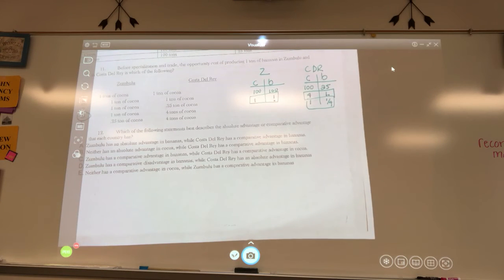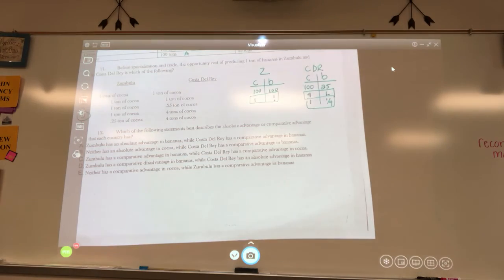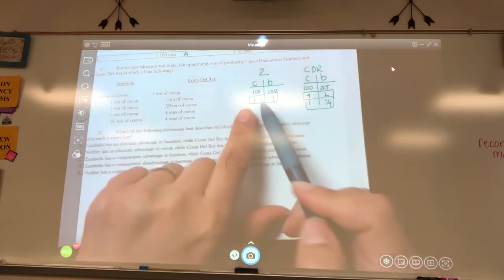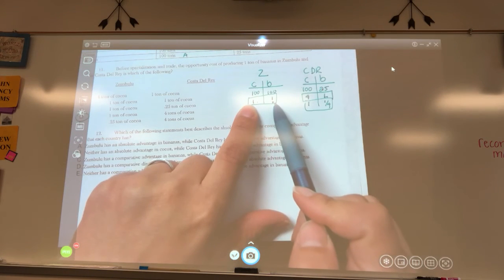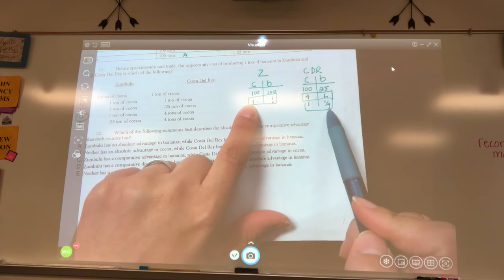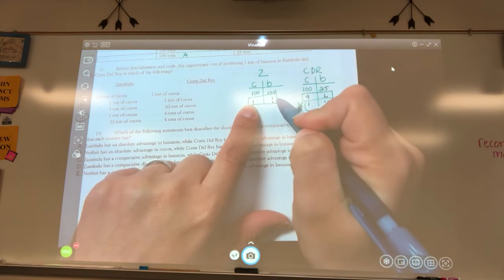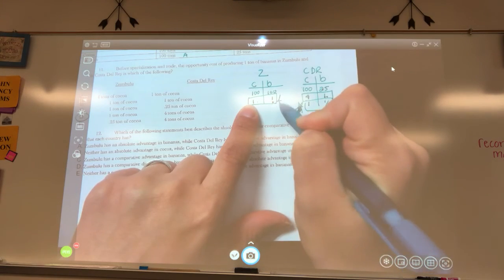12. Which of the following statements best describes the absolute advantage or comparative advantage? Let's go. Who has the absolute advantage in cocoa? They both do, right? Who has the absolute advantage in bananas? I'm just going to put A there. Now let's look at comparative advantage. When Zimbulu is doing cocoa, they give up 1 banana, right? And when Coastal Del Rey is doing 1 cocoa, they give up 1/4 of a banana. So who gives up the least of a banana? Coastal Del Rey needs to do the cocoa. And then Zimbulu needs to do the what? Bananas, because they lose more.